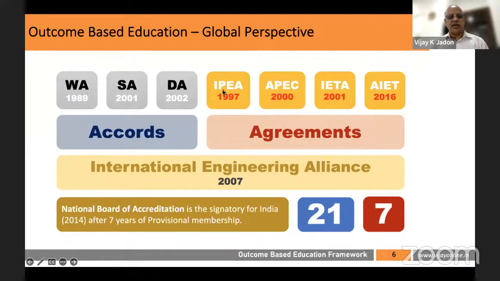The other agreements, IPEA, APEC, that is Asia Pacific Economic Cooperation, IETA, AIET, are related to the professional exchange of graduates. That is what this particular arrangement is. In Washington Accord, because this is the most famous one, there are now 21 signatories, and 7 of them are provisional members, because it is the practice that they first induct the provisional and then go for giving the permanent.